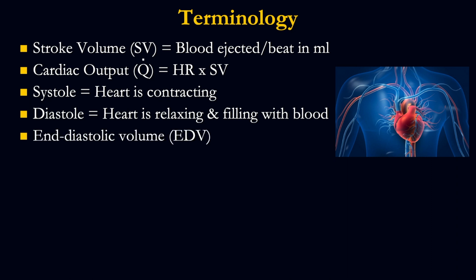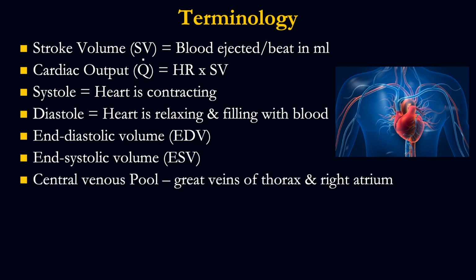End diastolic volume, or EDV, is the amount of blood in the heart at the end of diastole. So this is the volume of blood that the heart was able to fill with at the end of diastole. End systolic volume, or ESV, is the amount of blood left in the heart after the heart has completely contracted. So even under maximal conditions, we still have a little bit of blood left in the heart. This is the end systolic volume.